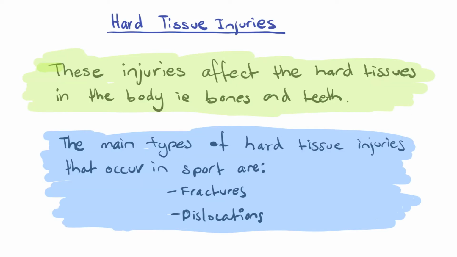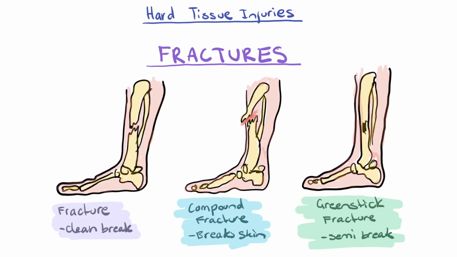So when we look at hard tissue injuries, these are injuries that affect the hard tissues in the body, for example, the bones and the teeth. Now, the main types of hard tissue injuries that occur in sport are fractures and dislocations. So we start by having a look at fractures.